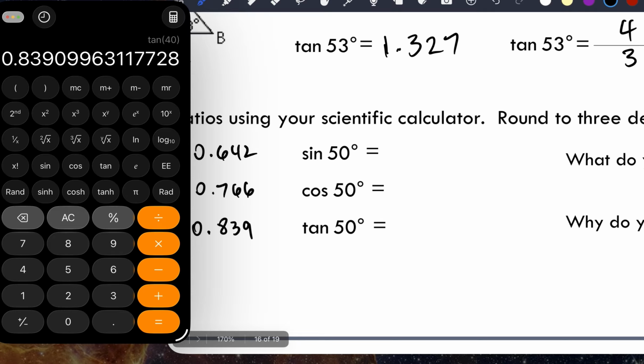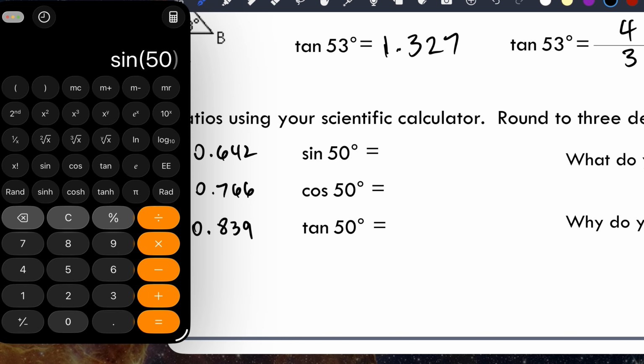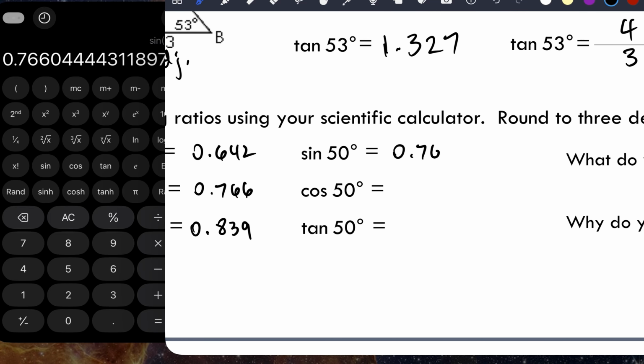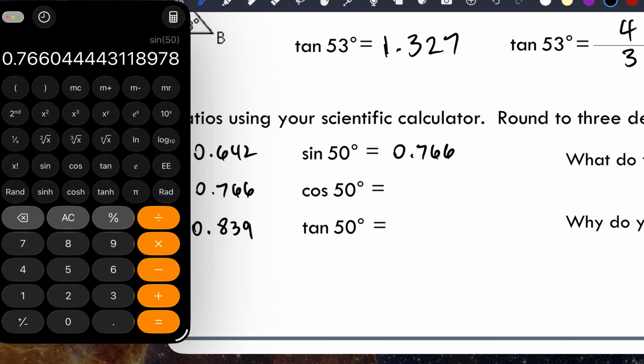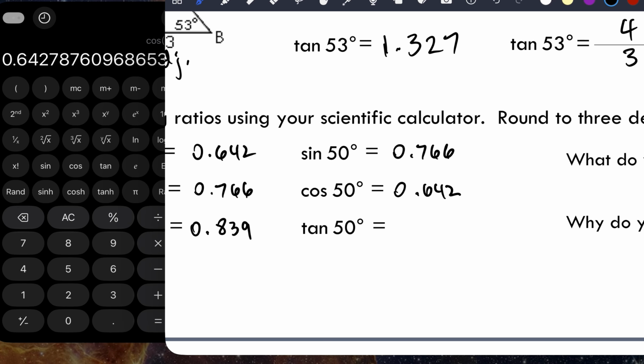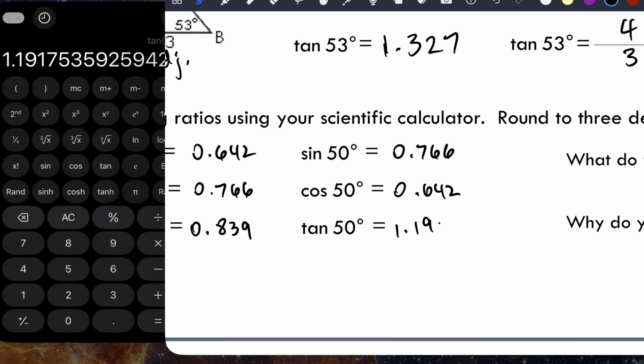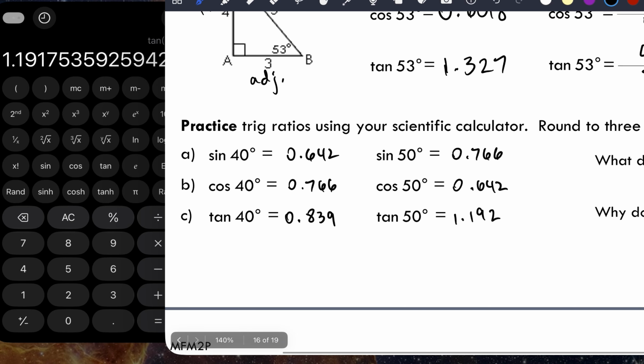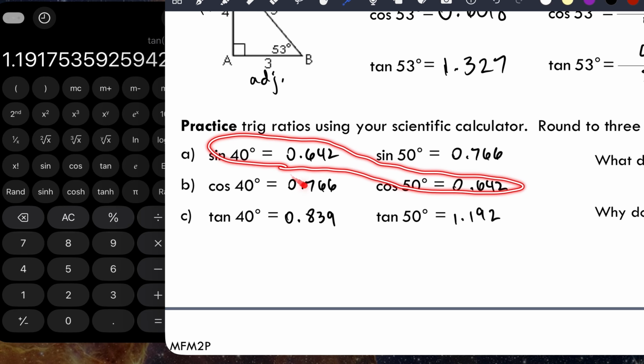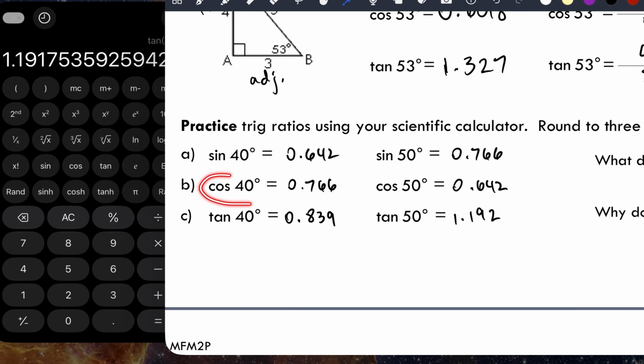You can do the same thing over here. Sine of 50, 0.766. Cosine of 50, 0.642. And then tangent of 50 is 1.192. And you might notice something. I'm getting these same answers. The sine of 40 and the cosine of 50 are the same. And the cosine of 40 and the sine of 50 are the same.